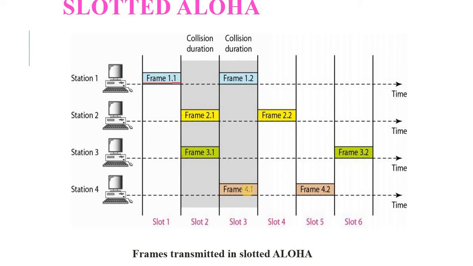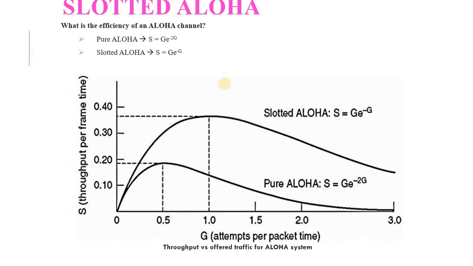Here stations 1 and 4 start simultaneously, so a collision also occurs. So this is how a collision occurs, but it reduces the collisions compared to the pure ALOHA method. So let's talk about the efficiency.